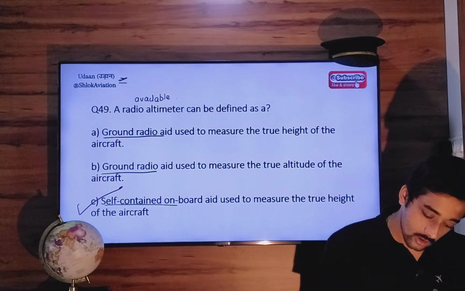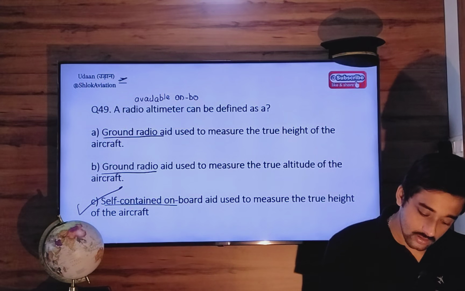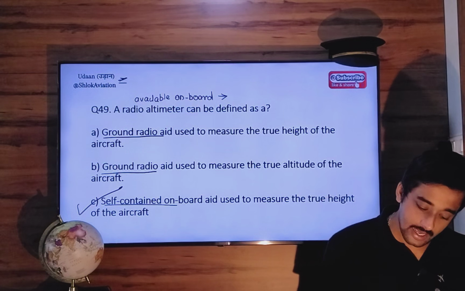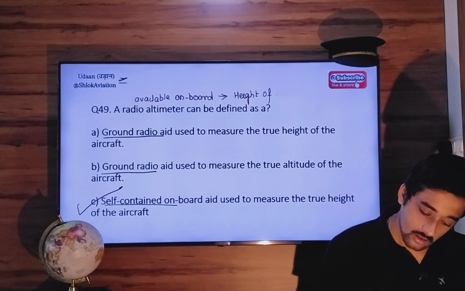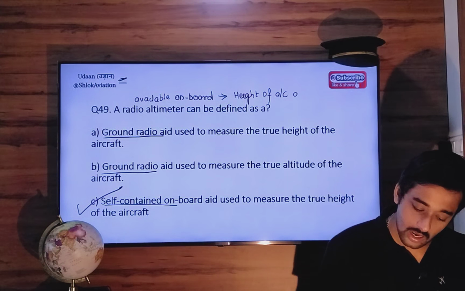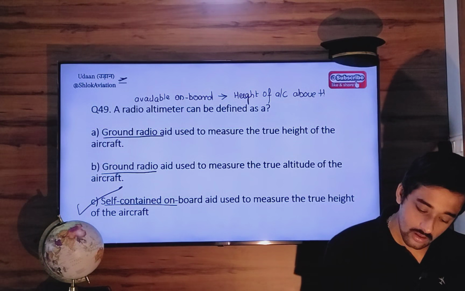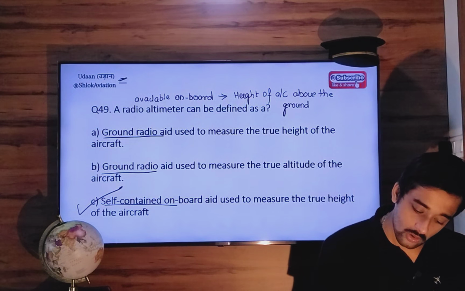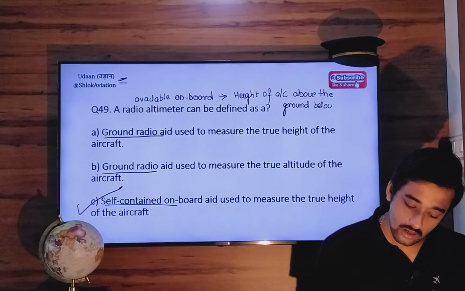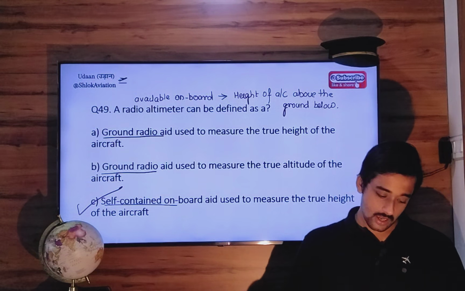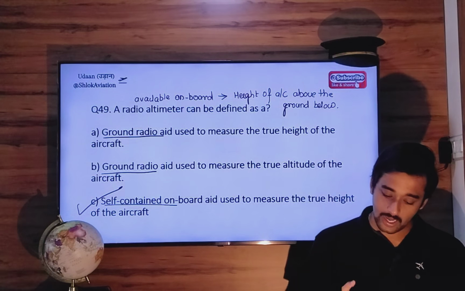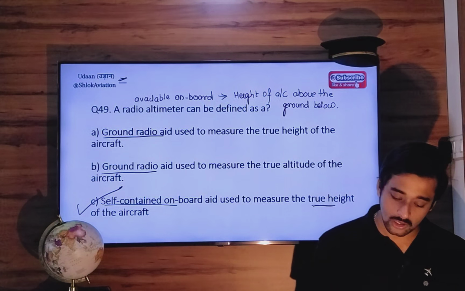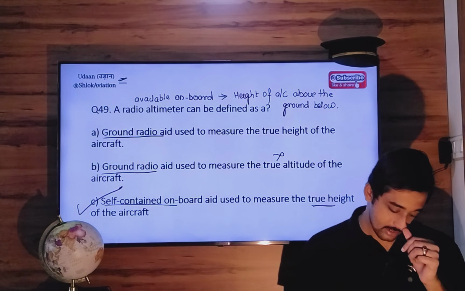So available on board, right? And it indicates height of aircraft above the ground. Remember this, okay? So self-contained onboard aid and true height, not true altitude, true height.